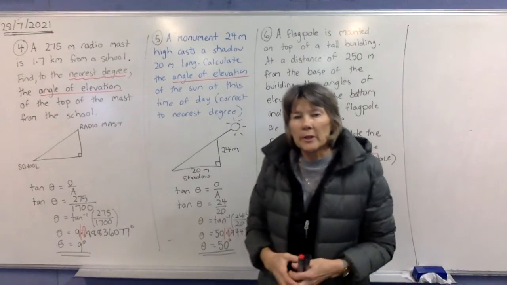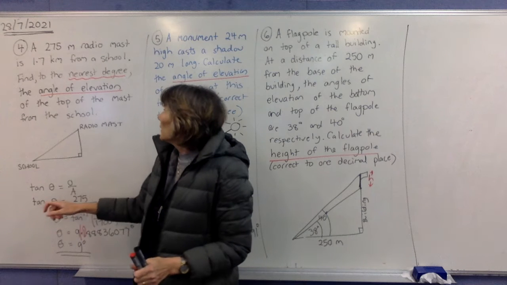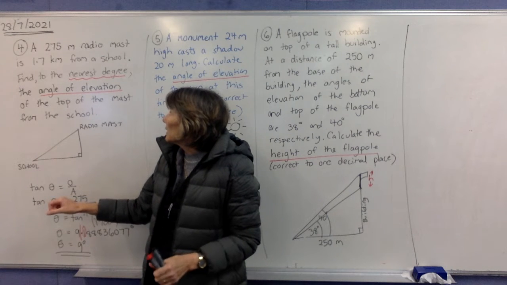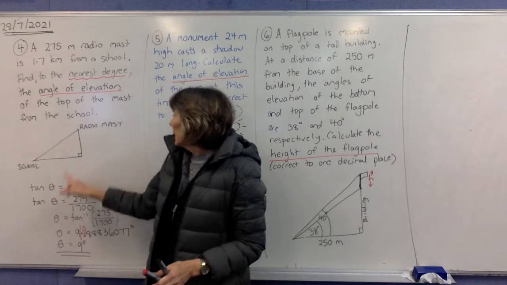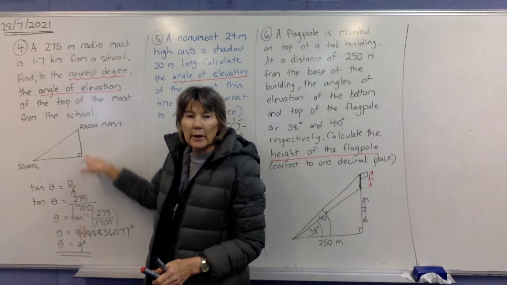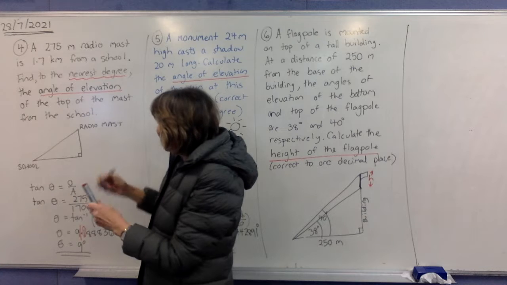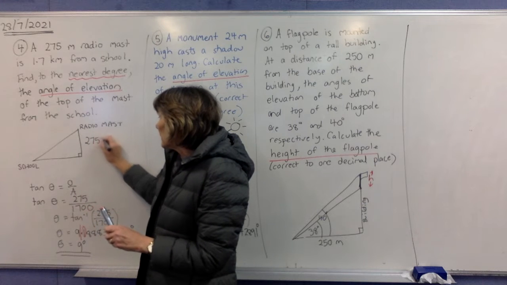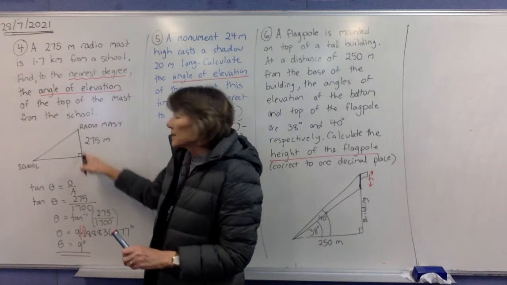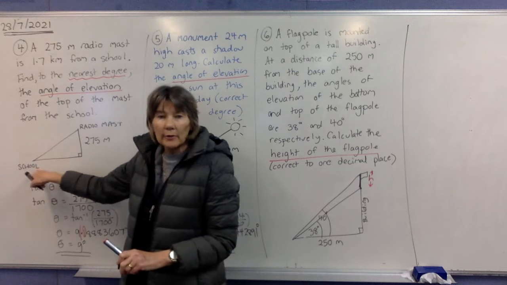So we're going to continue with these harder examples. So this one up here, number 4. A 275 metre radio mast is 1.7 kilometres from a school. Now, here's your radio mast. It's a tall thing, starts at the ground and goes up and it sends radio signals to places. So they've said it's 275 metres. That's its height. Now, it says that the radio mast itself is 1.7 kilometres away from the school.